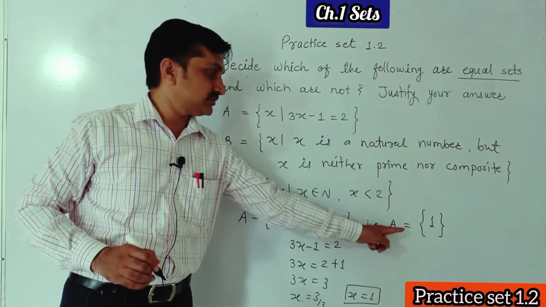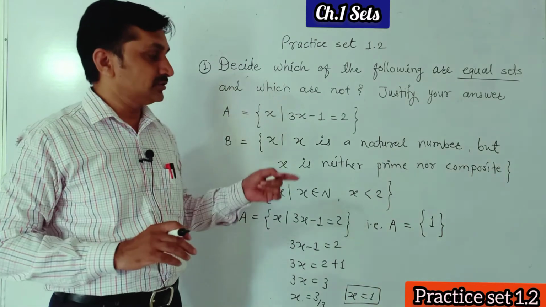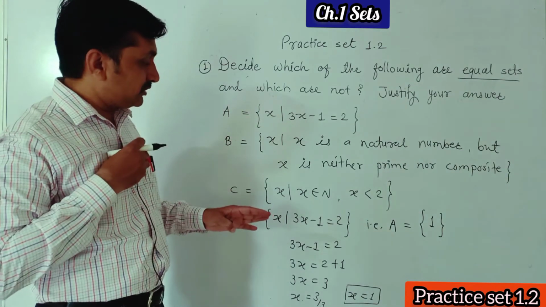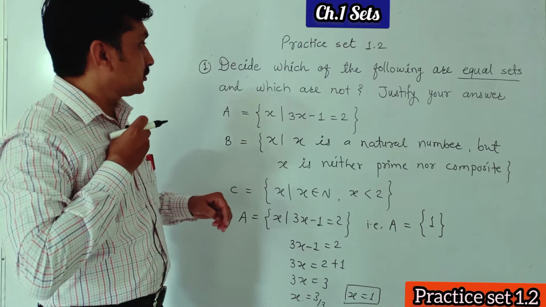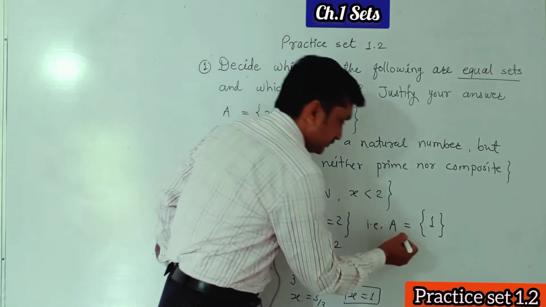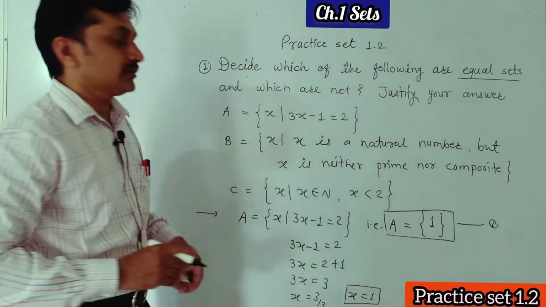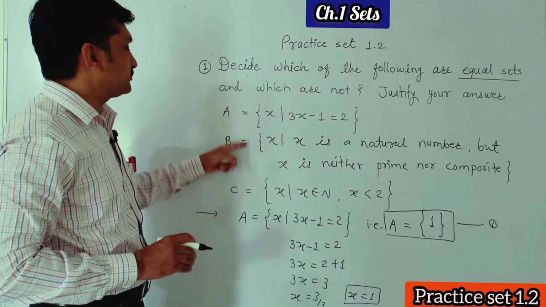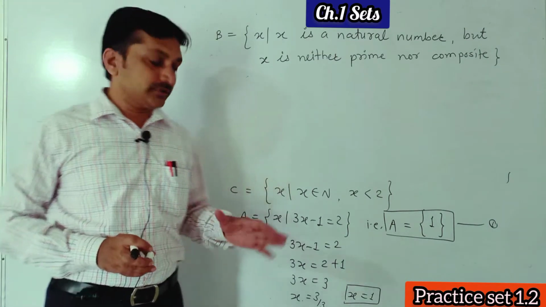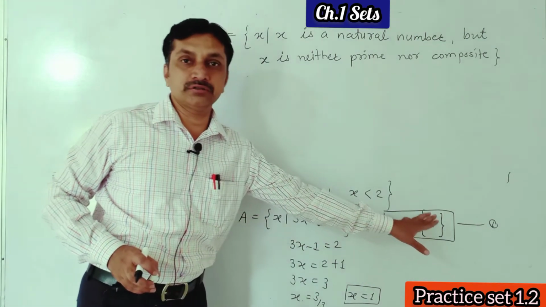In listing method, A is {1}. If I ask you what type it is, that is a singleton set, because in the curly bracket there is only one element. But here we want to know which of these are equal. Let's find B and C also in listing method. Then we can identify. Set A we converted into listing and got a singleton set.